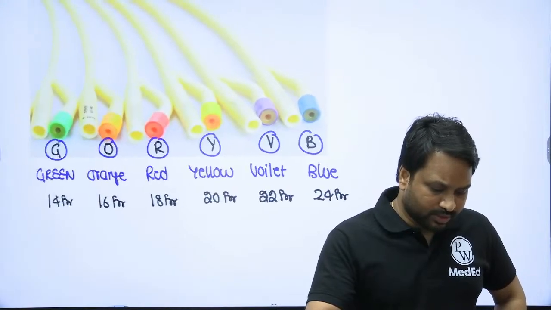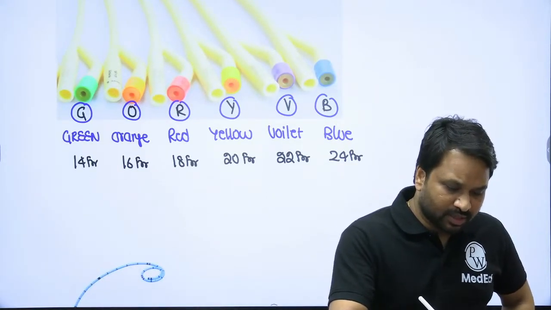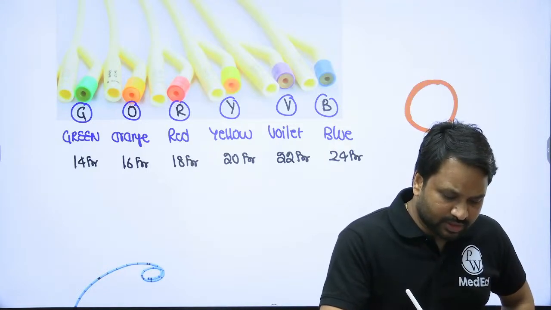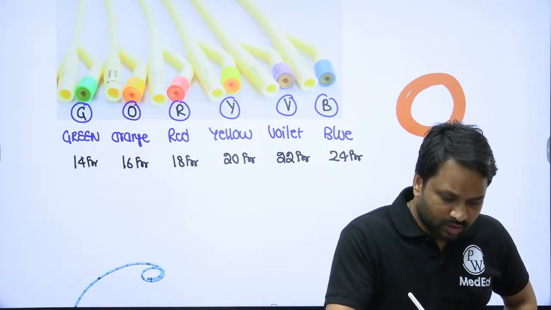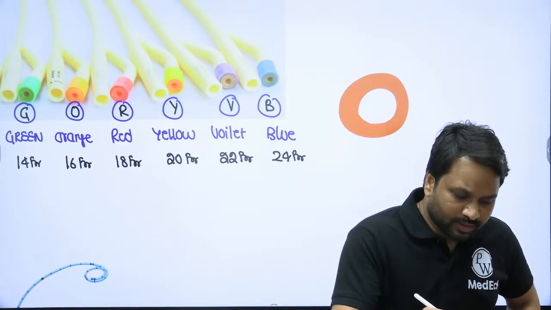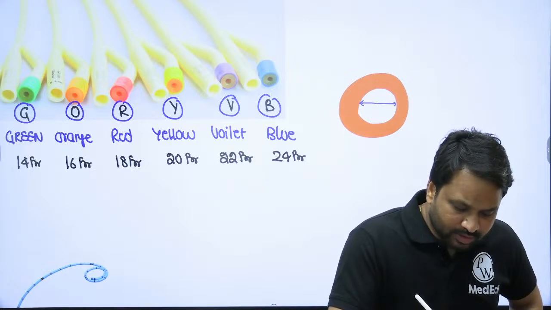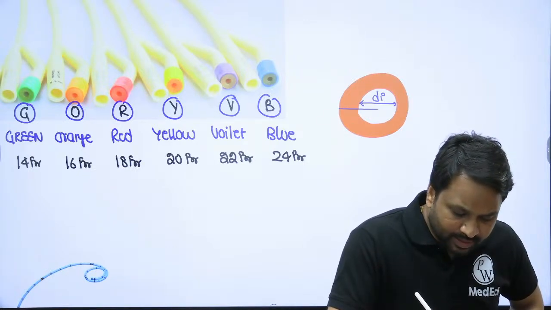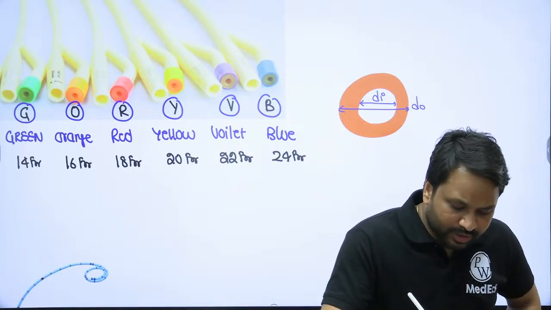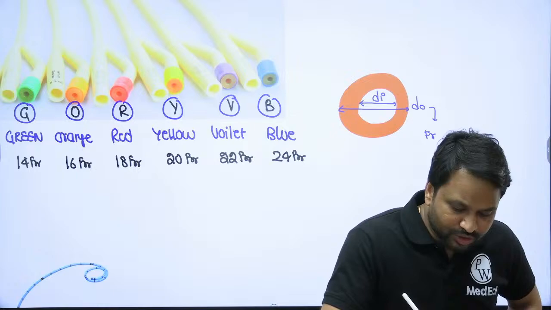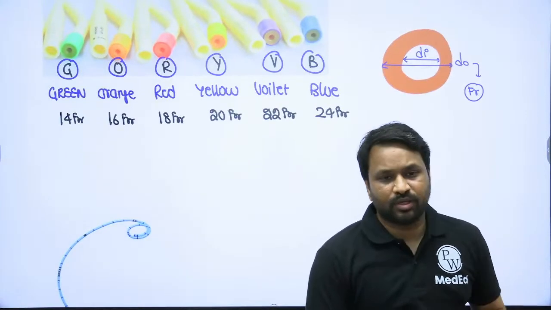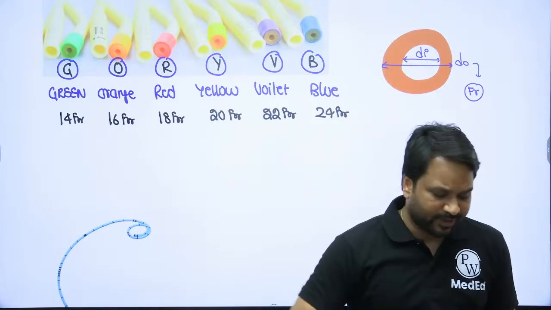Now, what this French basically means is whenever you take a tube, let's say you take a catheter or any form of catheter, this tube will have two diameters, right? The inner diameter and the outer diameter of the tube. This is the inner diameter, DI, and this happens to be the outer diameter, that is DO. The outer diameter of the tube is what we call the French, right?